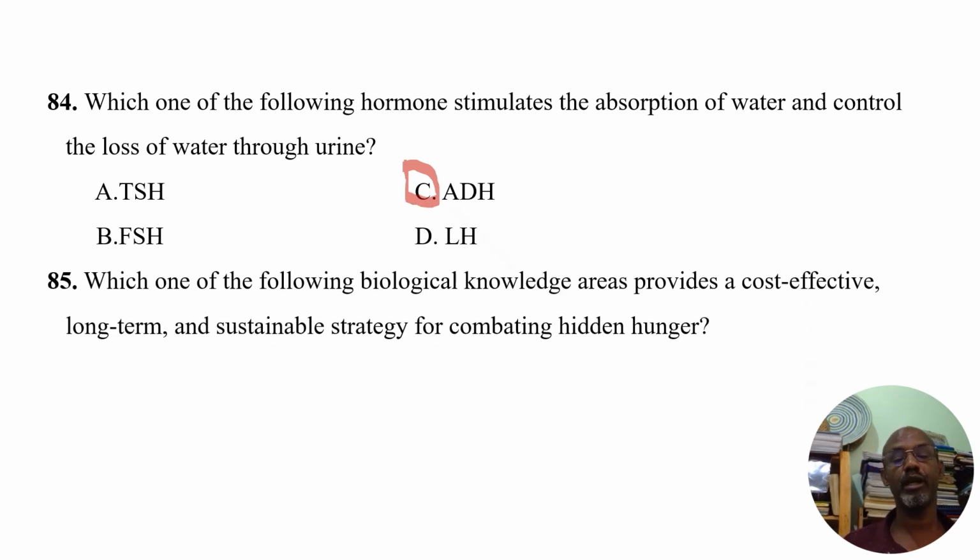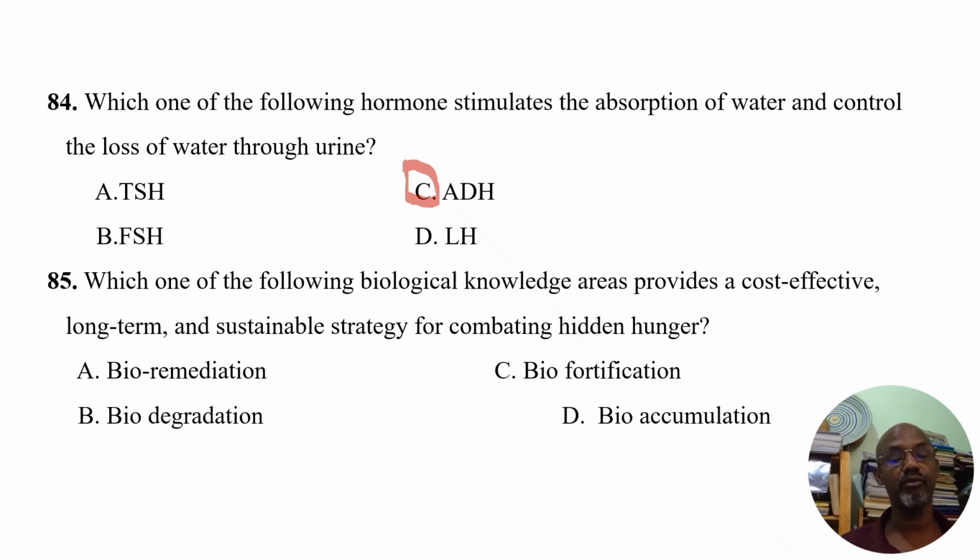85. Which of the following biological knowledge areas provides a cost-effective, long-term and sustainable strategy for combating hidden hunger? Bioremediation, biodegradation, biofortification, bioaccumulation. Of course, biofortification is when you add some nutrition to your food. This is a solution, of course.